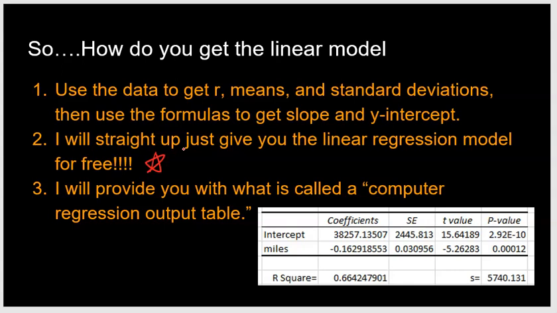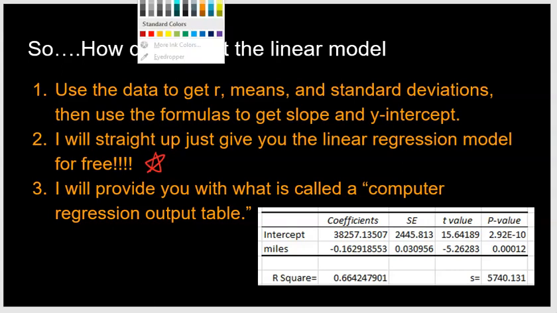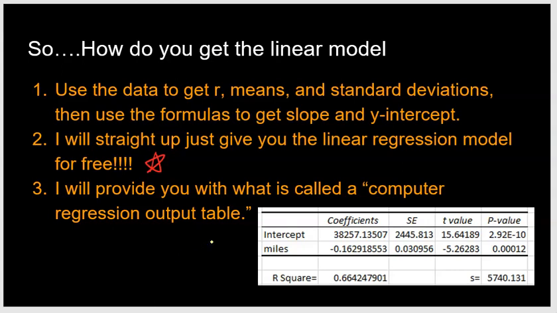And then the third way that I can give you the linear regression model is with what's called a computer regression output. Now, this is a little bit confusing to understand, but I hope that I'll do a decent job of it. So imagine that you have a computer, maybe Excel or Google Sheets, or even your calculator, and you plug all of the data into your calculator, and you're going to ask the calculator or computer to do all the work for you, because that's what computers do. They do math work for you.